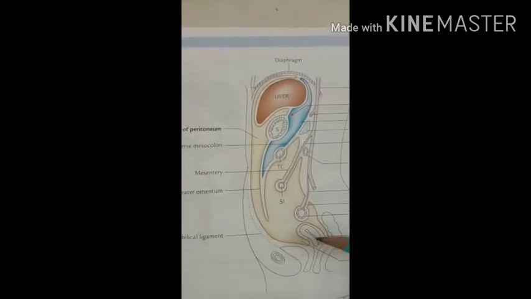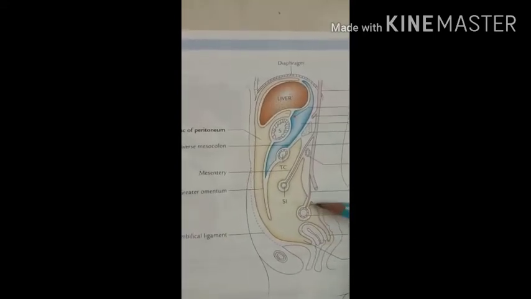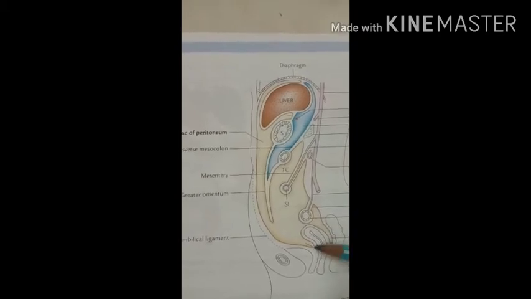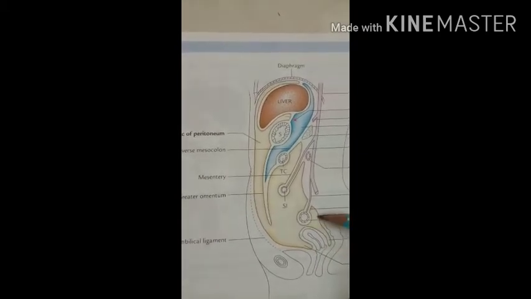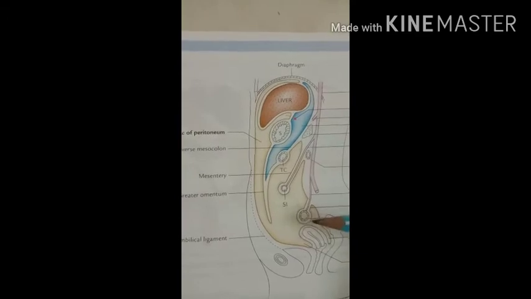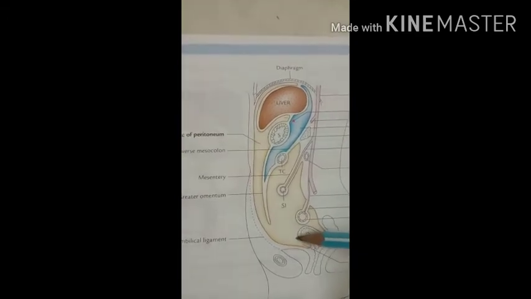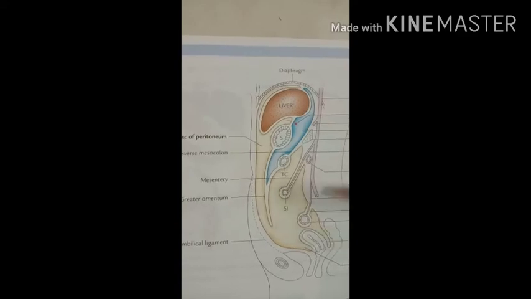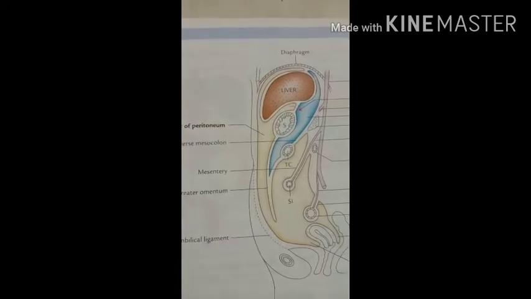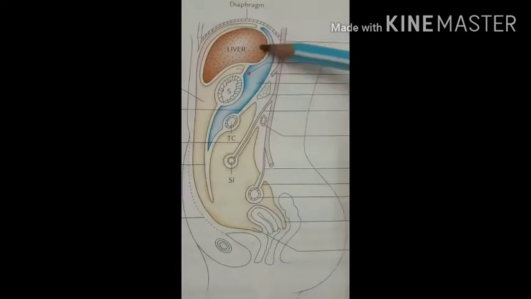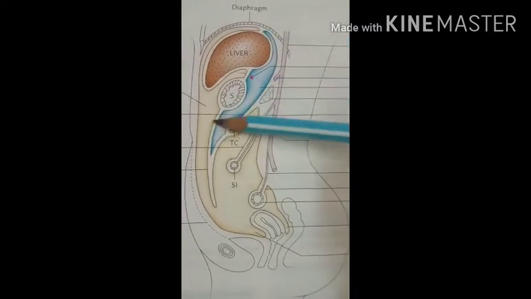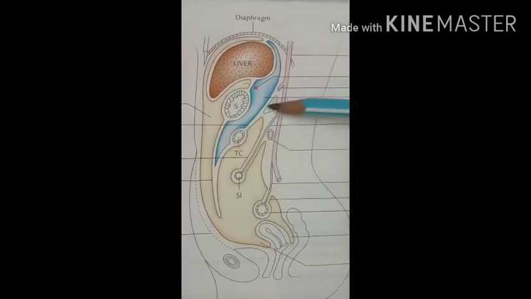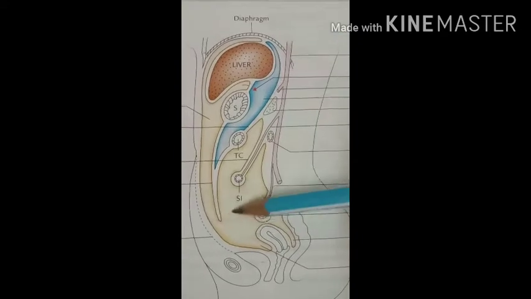And in the male, the uterus is absent, so only a single fold of the peritoneum is present. That is called the rectovesical pouch. Okay? So those are the peritoneal folds. In this way, the different peritoneal folds are present in relation with the different abdominal organs.